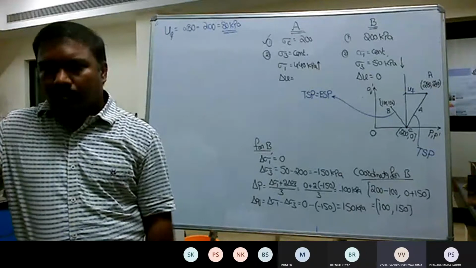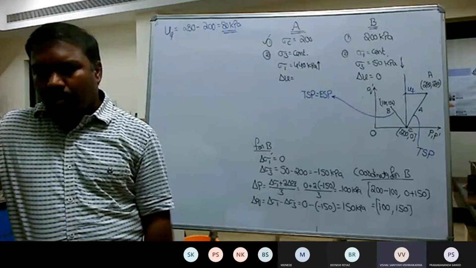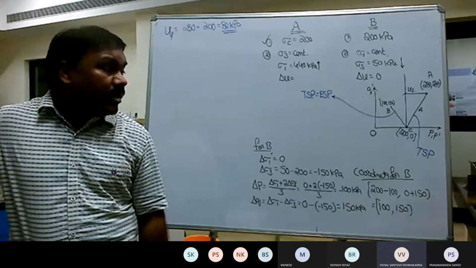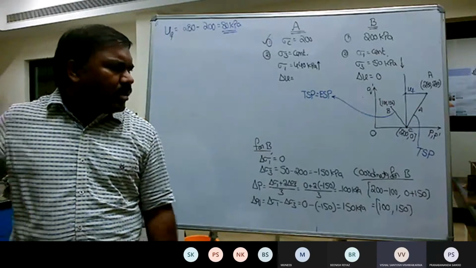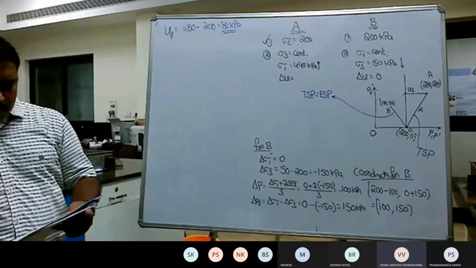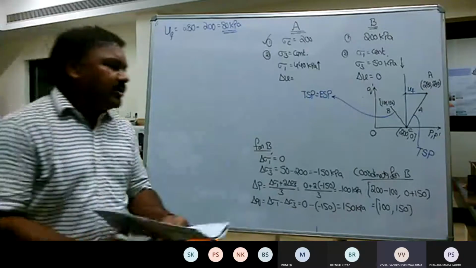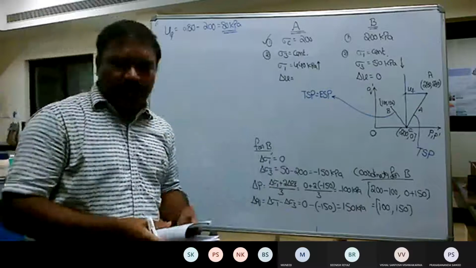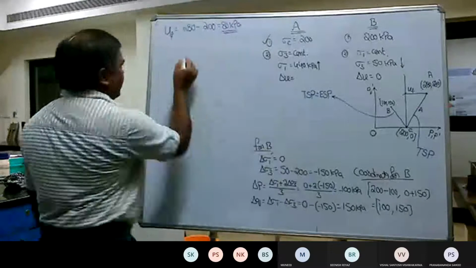Sir, in addition, if a question asks to find the phi of specimen A, how can we find it from this? No, sir, these are stress paths. We cannot determine the shear strength parameters from a stress path.